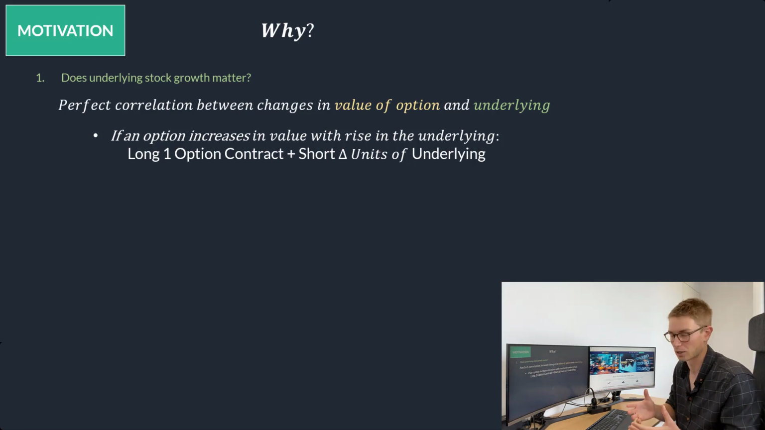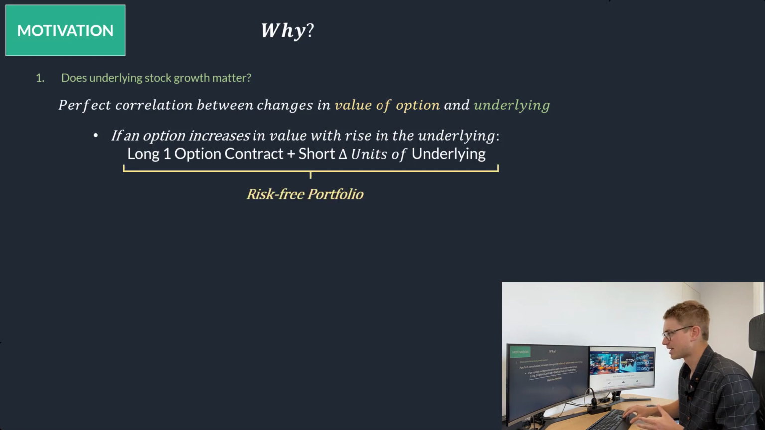So by exploiting this, let's just imagine that an option increases in value with a rise in the underlying price, for example, a long call option. So if we have long one option contract, then we can replicate this payoff by being short a number of units in the underlying. And what that does is that we essentially create a risk-free portfolio by exploiting the perfect correlation between the change in the value of the option and the underlying.